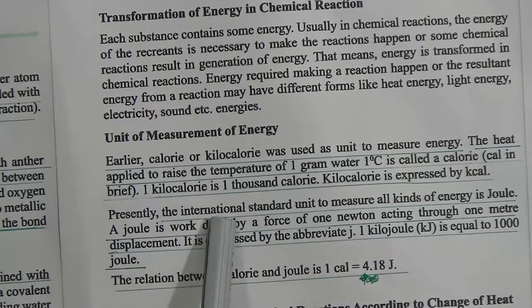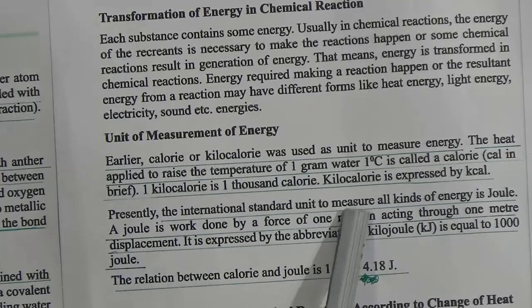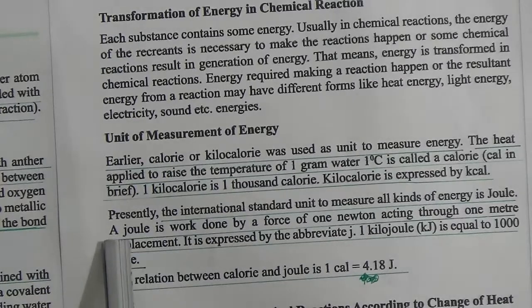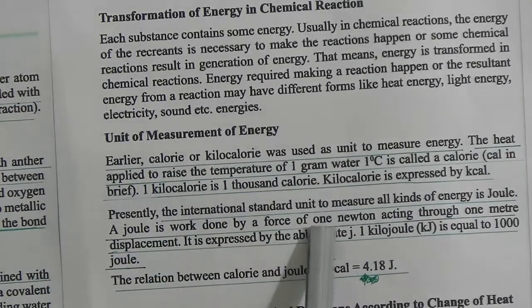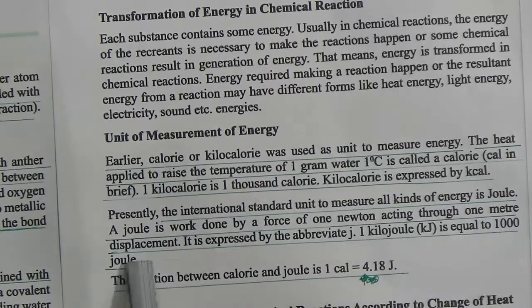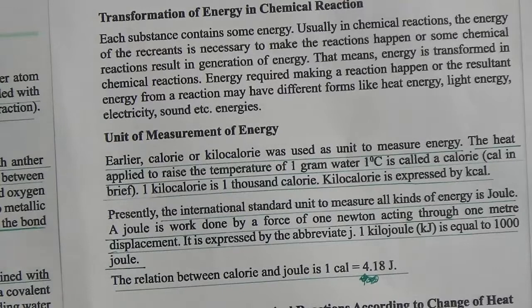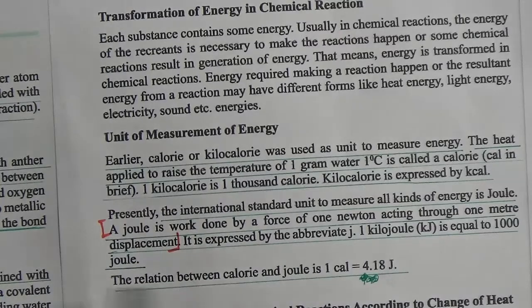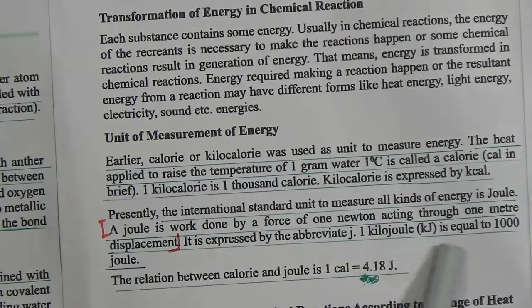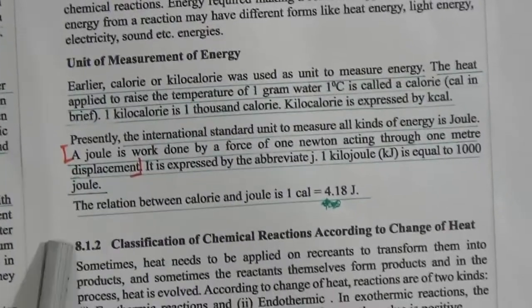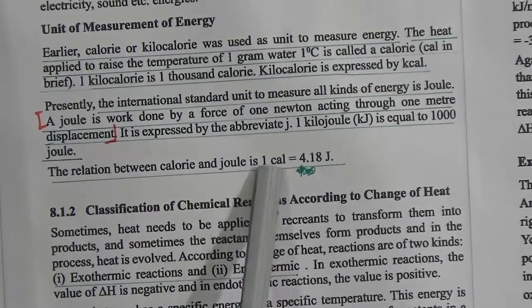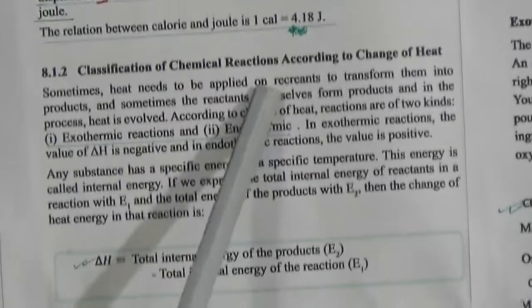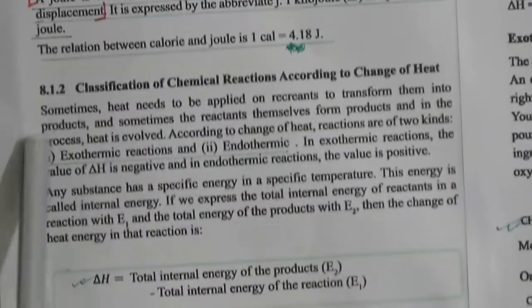In the international standard unit, that means the SI unit, all kinds of energy are measured in joules. This is the definition of joule: a joule is the work done by a force of 1 newton acting through 1 meter of displacement. It is abbreviated by J. 1 kilojoule is equal to 1000 joules. The relation between calorie and joule is 1 calorie equals 4.18 joules. Now, classification of chemical reactions or change of heat in chemical reactions.